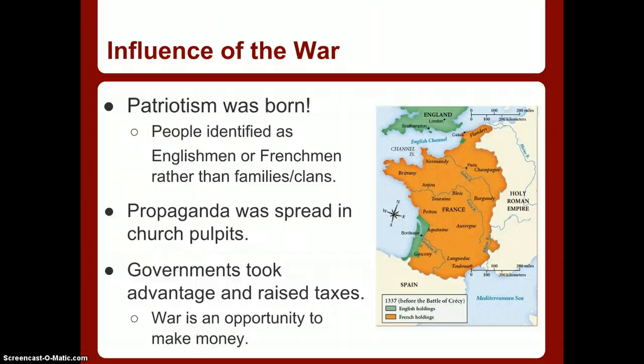Now, to gain support and money for the war, propaganda was also spread in church pulpits, where each side trumpeted their perspective. And so the governments took advantage of this, all right? They raised taxes, and therefore they had more money to develop more technologies and a stronger fighting force.